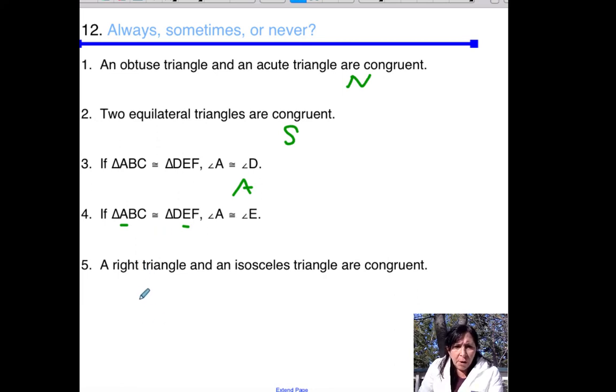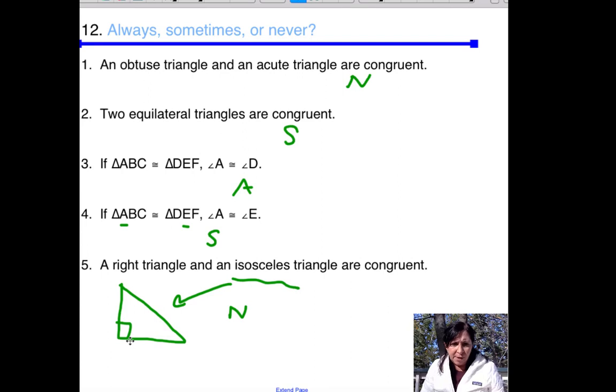A right triangle and an isosceles triangle: are they congruent? So we have a right triangle. A right triangle can never be congruent to an isosceles triangle, because once an isosceles triangle gets a right angle, then it can never be an isosceles triangle again. It'll be a right triangle.